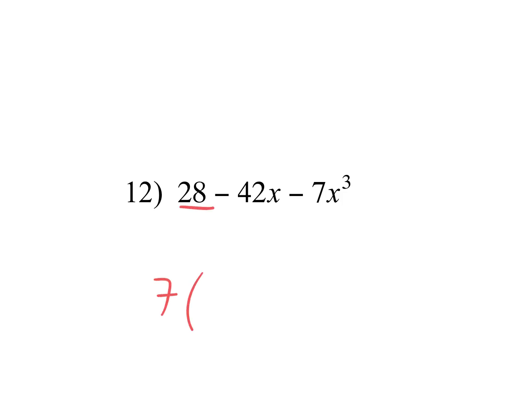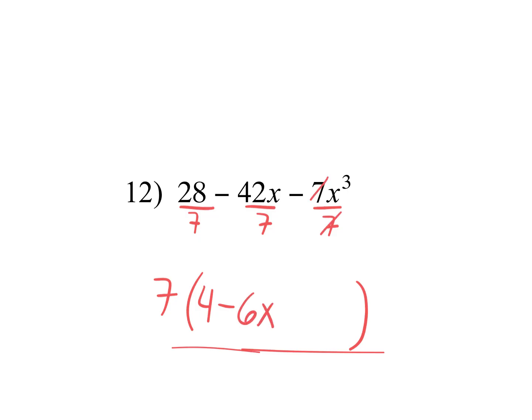The 7 is going to go on the outside. It's not going to be 7x or anything just because not all of our terms have an x. Think about dividing each of your terms by that GCF. If you divide all of your terms by that GCF, then whatever you get left over is going to go inside of your parentheses. So 28 divided by 7 gets you 4. And then negative 42x divided by 7 should get you negative 6x. And then 7 divided by 7 should get you 1. So it's just going to be a negative x to the third.